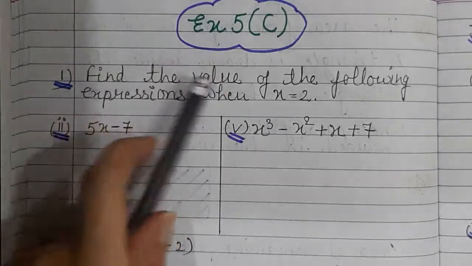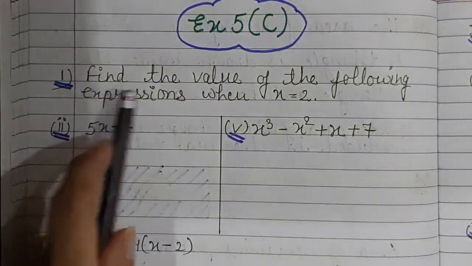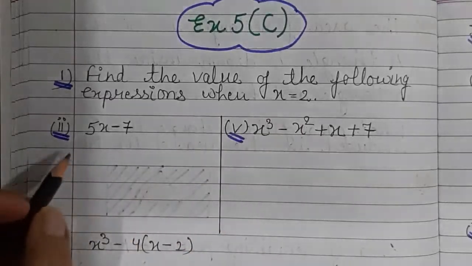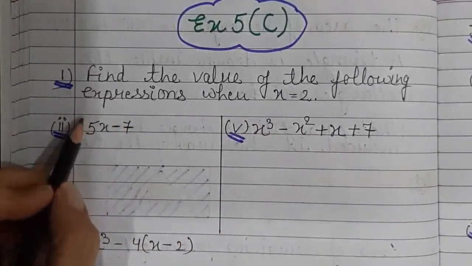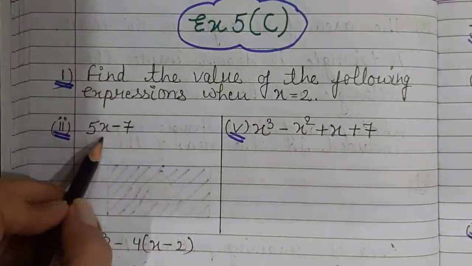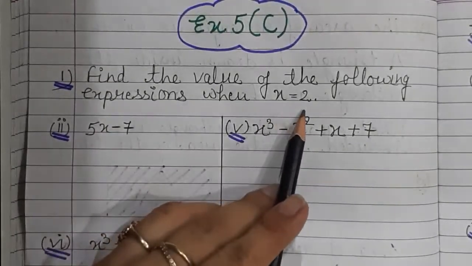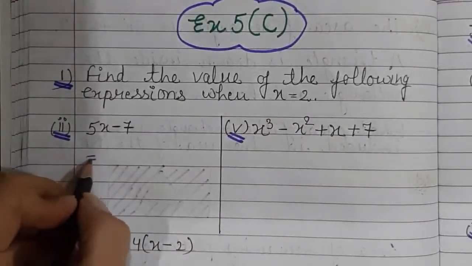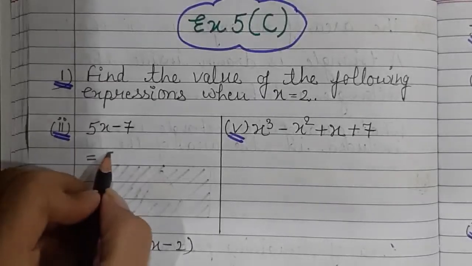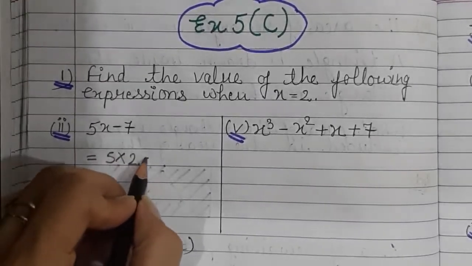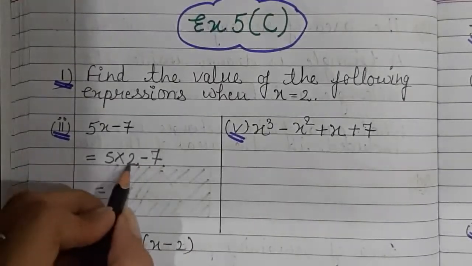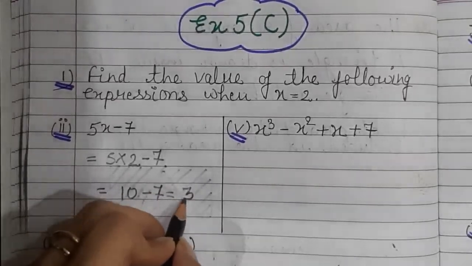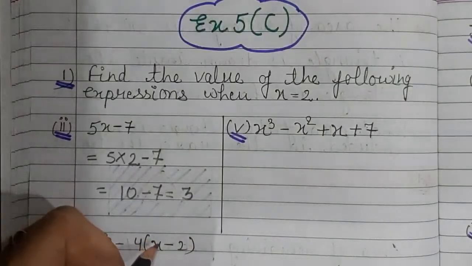Now come to exercise 5C, first numerical, in which we find the value of the following expressions when x is equal to 2. Second part is 5x minus 7. We have to find this expression's value where the variable x is given as 2. So instead of x we have to put 2 and then find the value, right? So what we will do, 5 into 2 minus 7. 5 into 2, 5 2s are 10. 10 minus 7 is 3. 3 will be the answer, right?